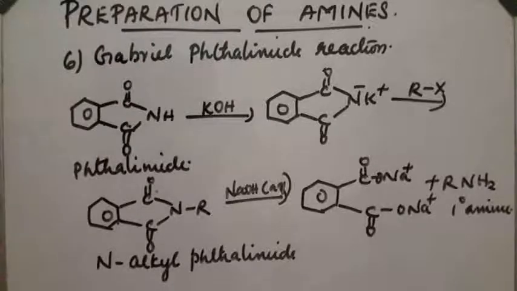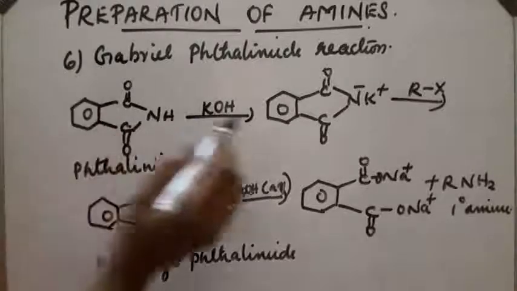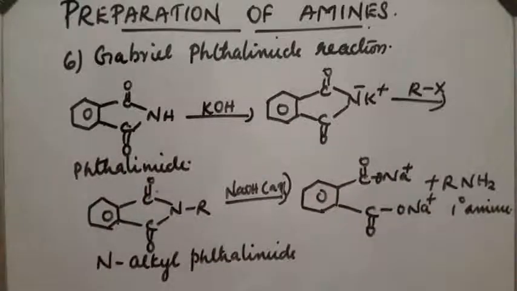In the case of Gabriel phthalimide reaction, aromatic primary amines cannot be prepared by this process, because aryl halides do not undergo nucleophilic substitution. They do not undergo nucleophilic reaction, so aryl amines, or aromatic amines, cannot be prepared by this process.